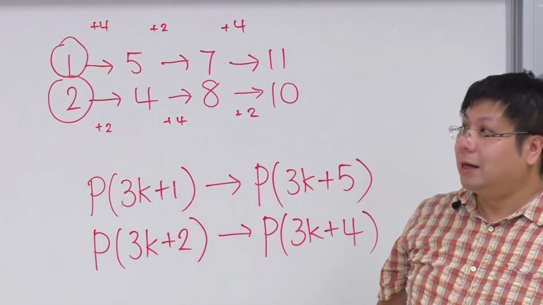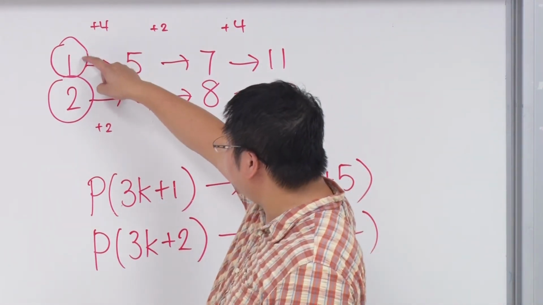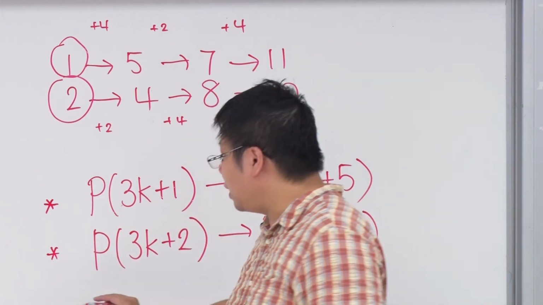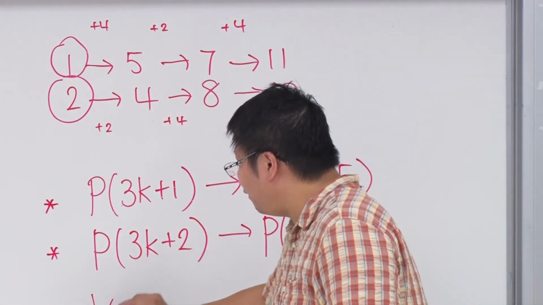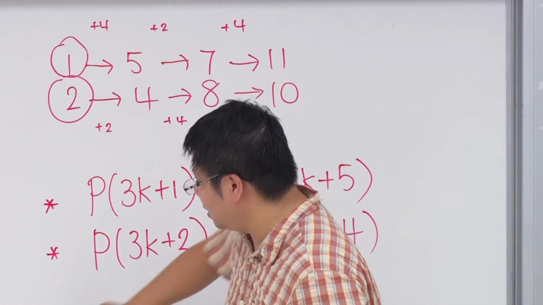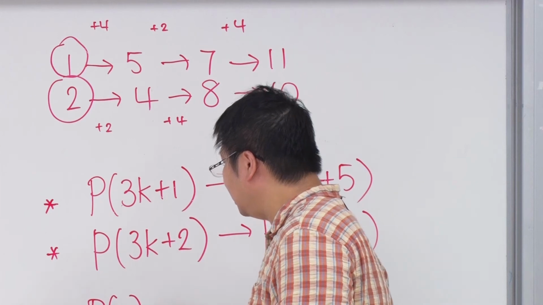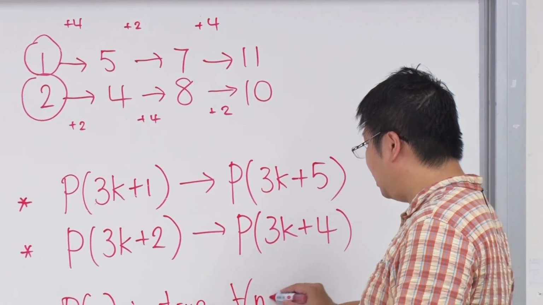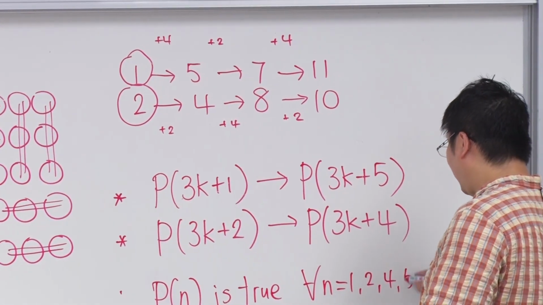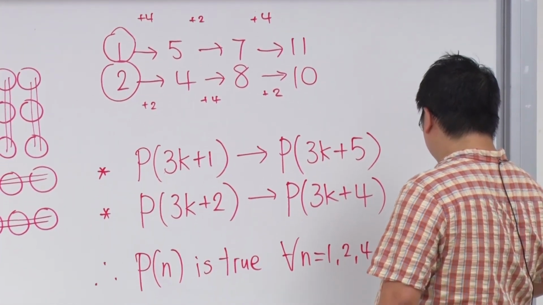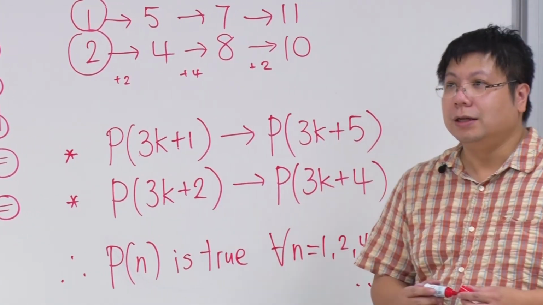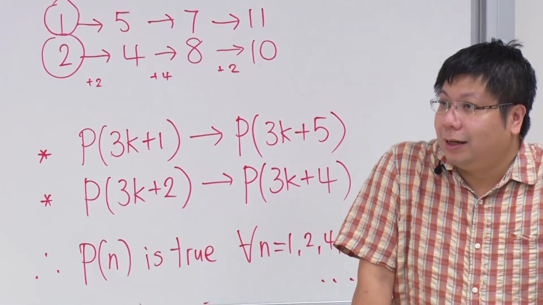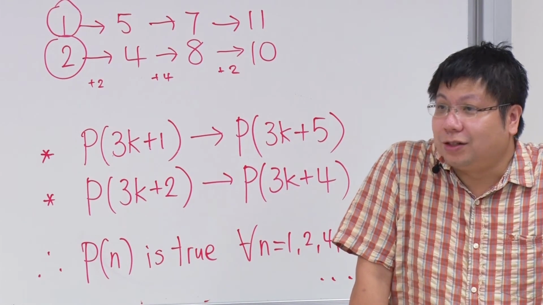Is that okay? And then we are showing that P1 true, P2 true, inductive case 1 true, inductive case 2 true. Then we can show that therefore what? We will know that Pn is true for every n equal to 1, 2, 4, 5, 7, 8, 10, 11, and so on and so forth. Actually, Pn will be true for all positive integers that are not divisible by 3. Does that make sense? So this is the idea.